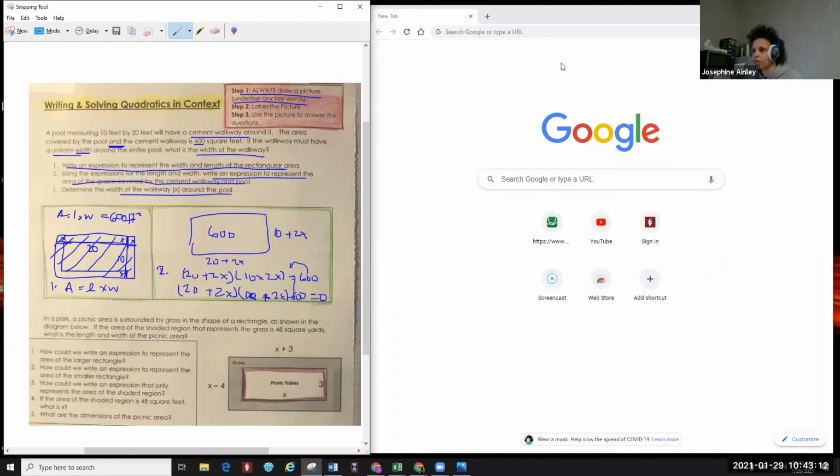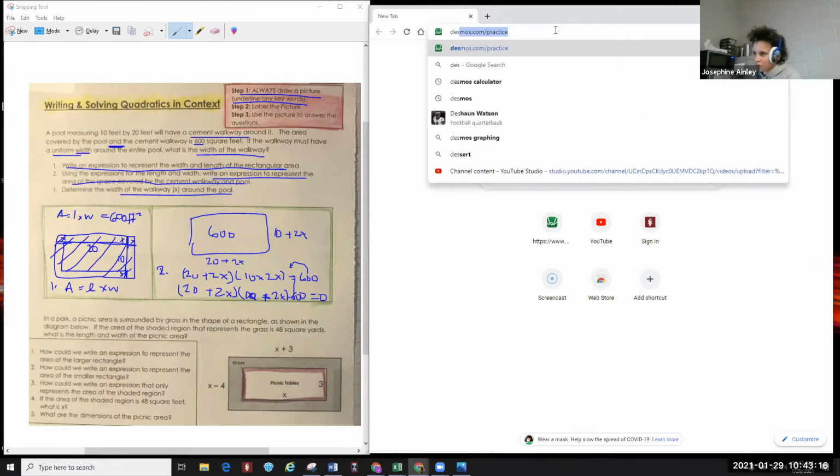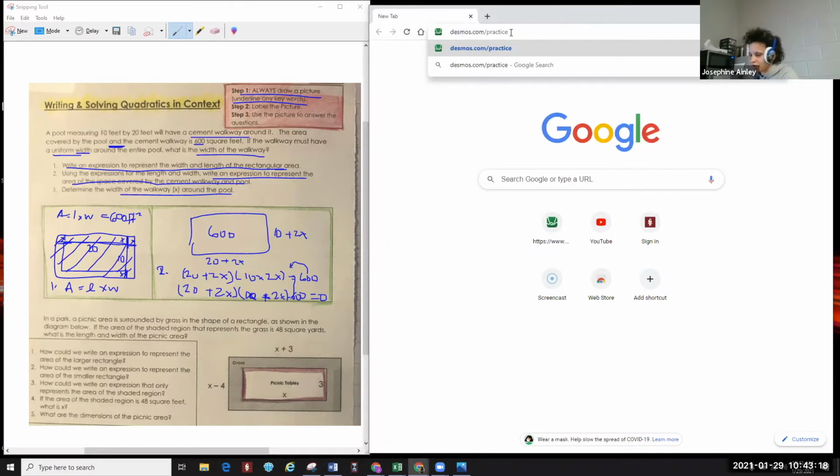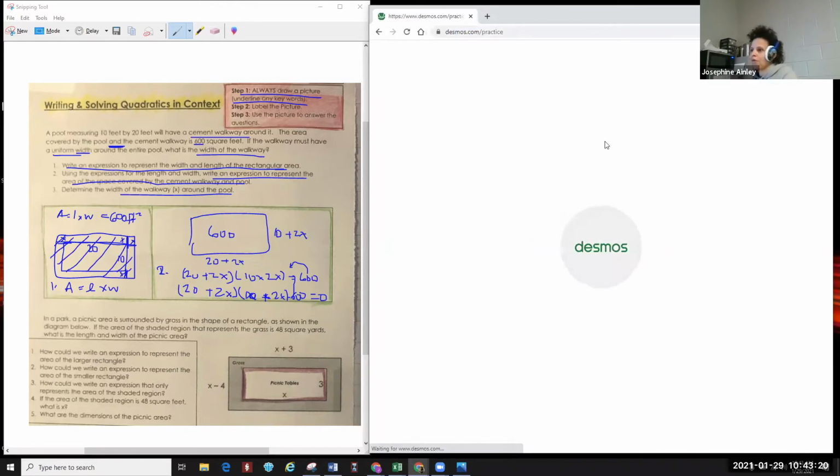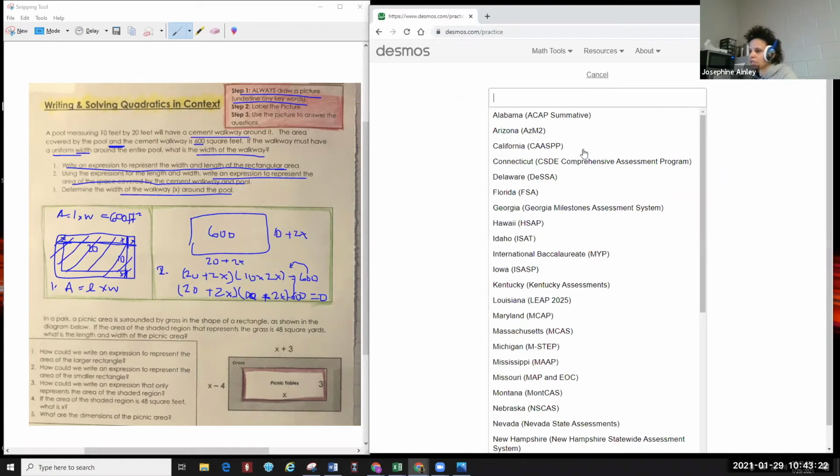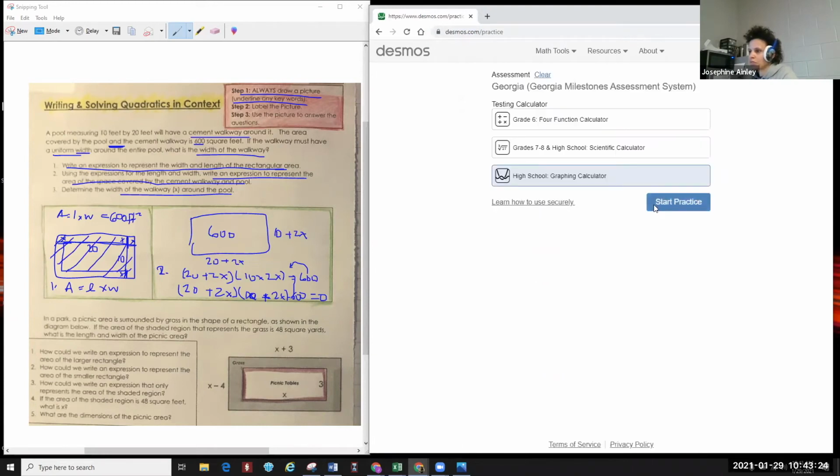You can do a lot of things, but for time purposes, we're going to use a calculator. So as always, go to desmos.com/practice. Please make sure you're saying practice. Once you are there, you're clicking on choose assessment, Georgia Milestone, start practice.